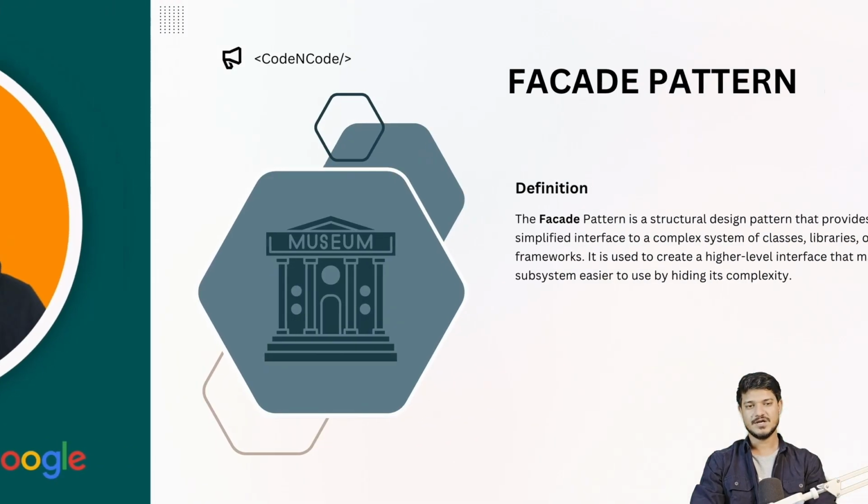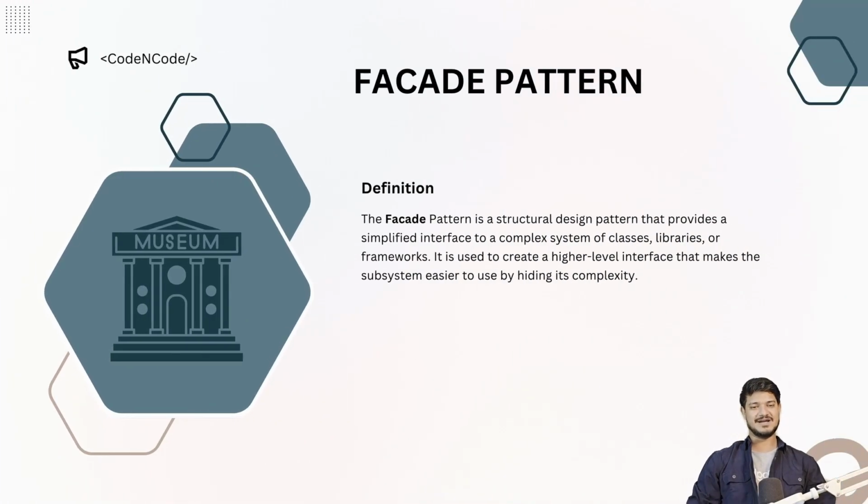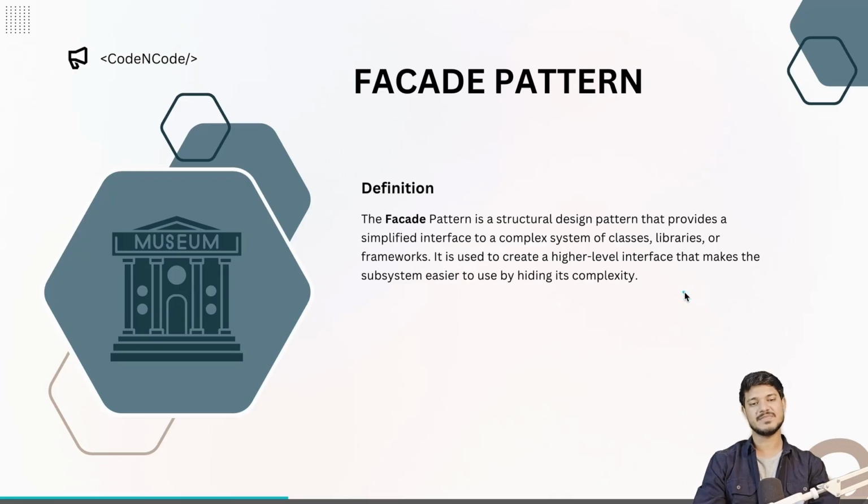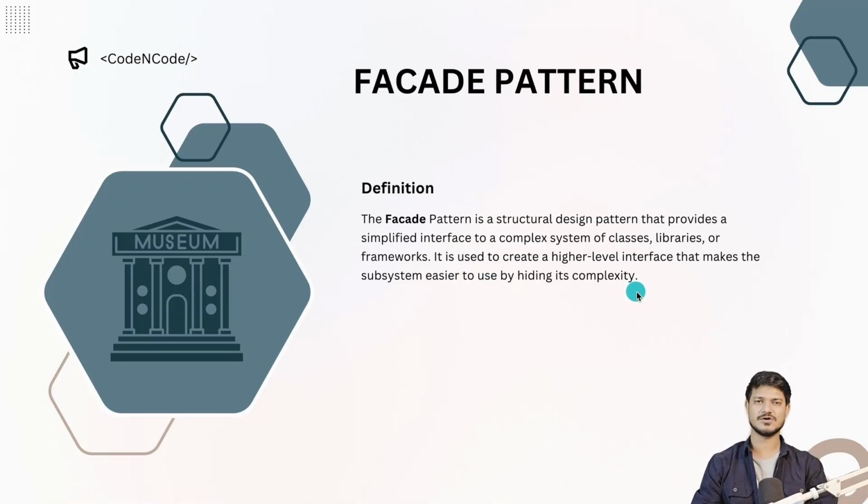So the facade pattern, by definition, is a structural design pattern that provides a simplified interface to a complex system of classes, libraries, or frameworks. The important thing is that it provides a simplified interface. That is the whole idea of the facade pattern. It is used to create a higher level of interface that makes the subsystem easier to use by hiding the complexity.